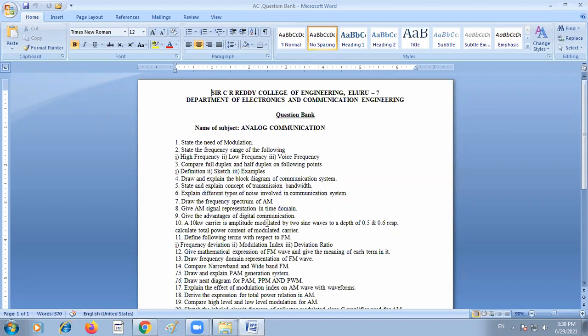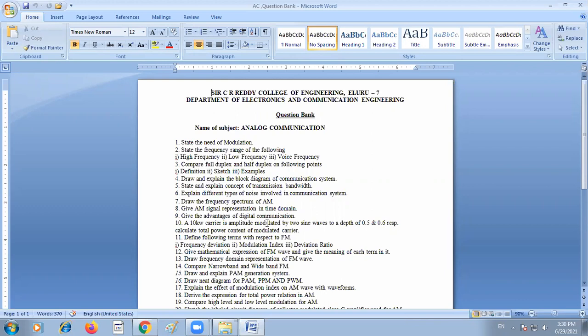Okay. And the 10th one is, so this is the problem. Already this problem is explained in the first chapter. That is 10 kilowatt carrier is amplitude modulated by 2 sine waves to a depth of modulation is 0.5 and 0.6 respectively. Calculate the total power and calculate the modulated carrier. You know that formula, that is total power PT is equal to PC into 1 plus M square by 2. You have to use that formula.